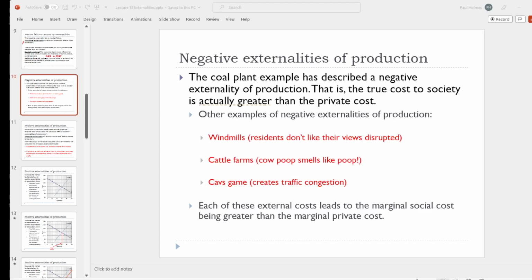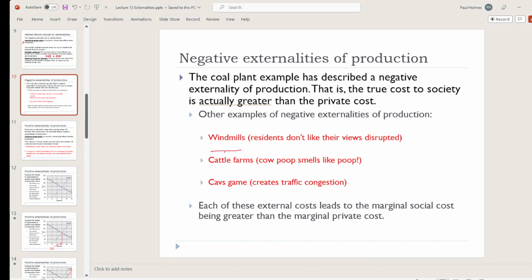On this slide, I've got a few examples of negative externalities of production. That is, negative externalities that arise from the production process. So we had pollution from the coal-fired power plant. That was one of our classic examples of an externality. But here's a few more.